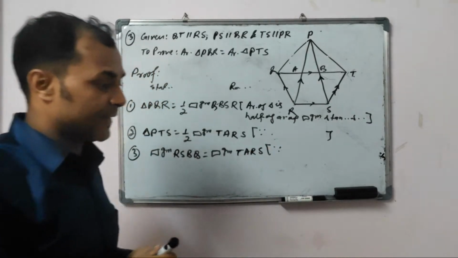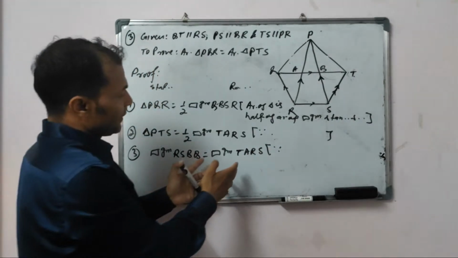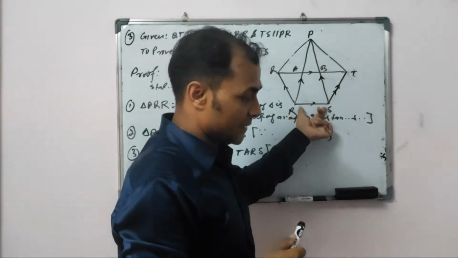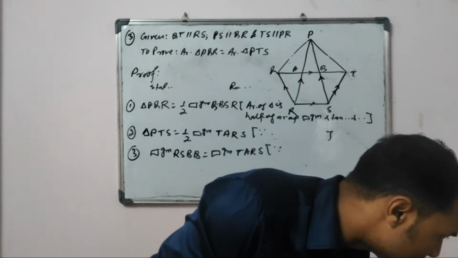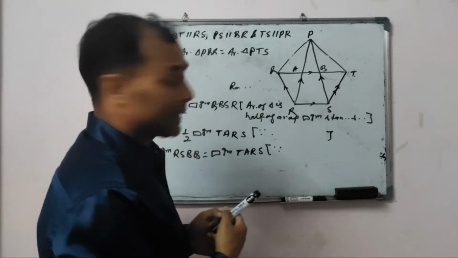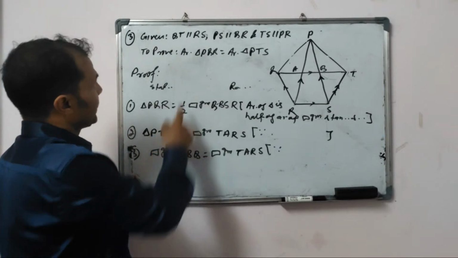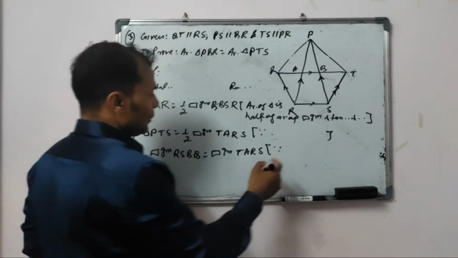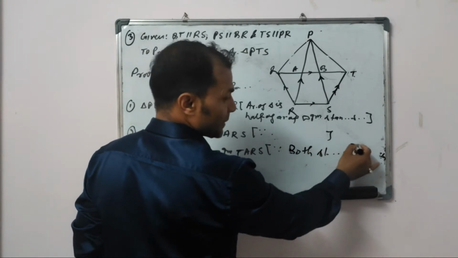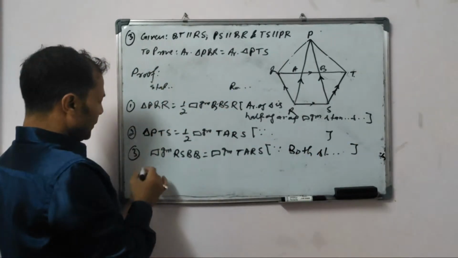So what is the reason for this? Because both of these parallelograms stand on the same base. Which base? RS. AR means area, written here. So both of them stand on the same base. Okay, so from here, number 4.